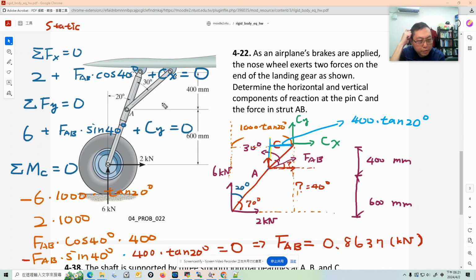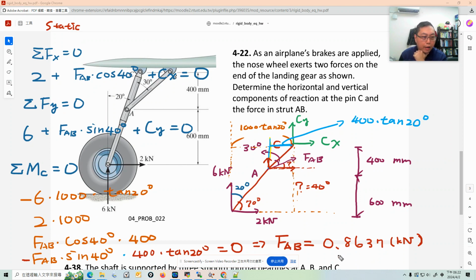Maybe someone asked why I knew the direction of FAB points in this direction. Why not point in the other direction? If you assume it points in the other direction, you still get the same answer. The magnitude is still the same. I just assume this direction because it is much easier for calculation.